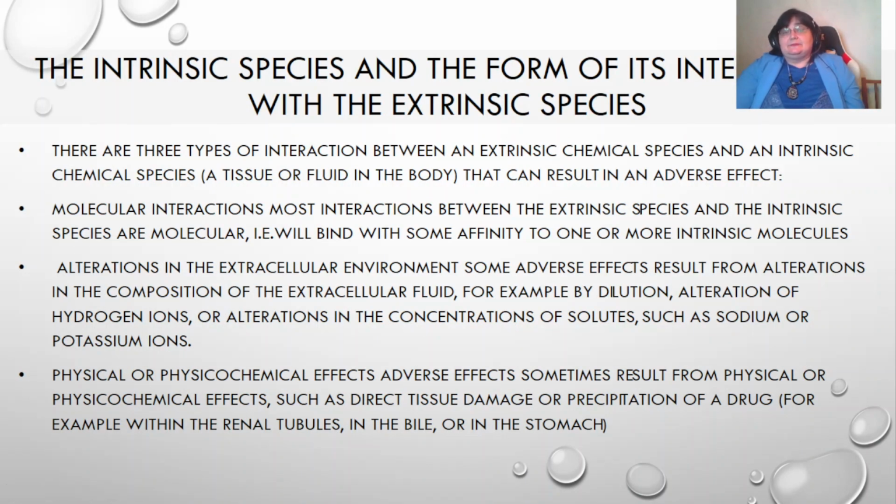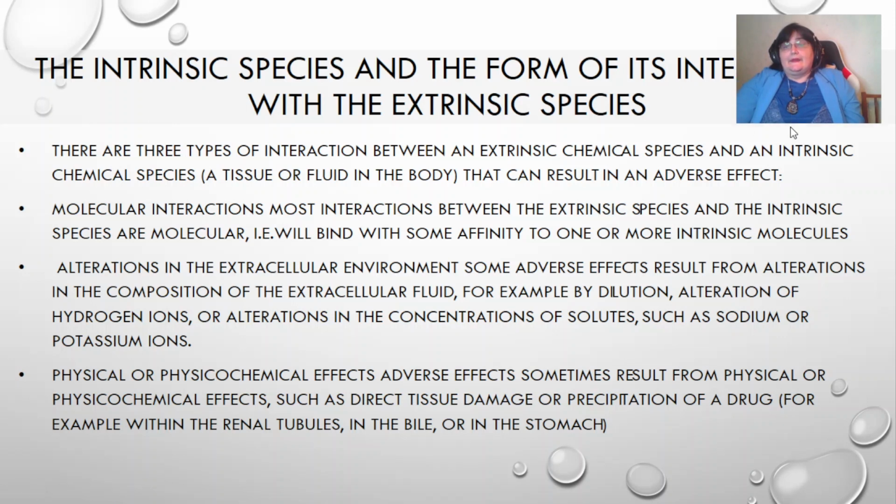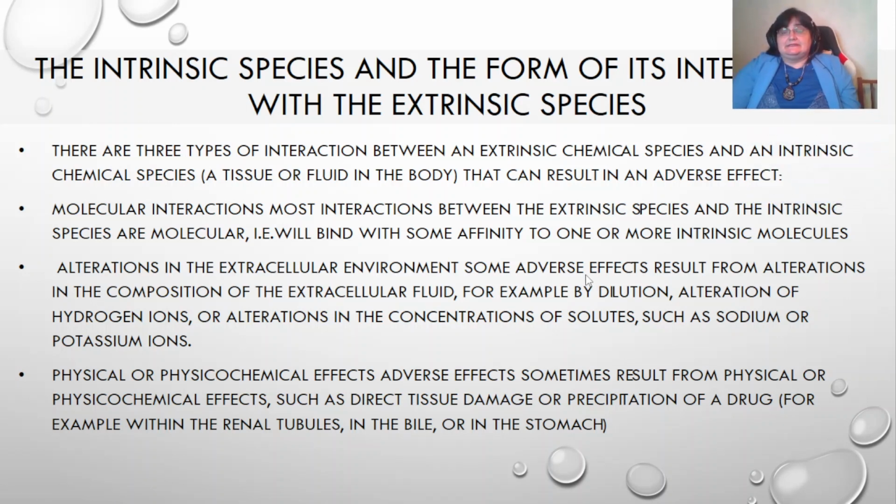The intrinsic species and the form of interaction with the extrinsic species. There are three types of interaction between an extrinsic chemical species and an intrinsic chemical species, for example, a tissue or fluid in the body, that can result in adverse effects. Molecular interaction. Most interactions between the extrinsic species and the intrinsic species are molecular; the extrinsic species will bind with some affinity to one or more intrinsic molecules.